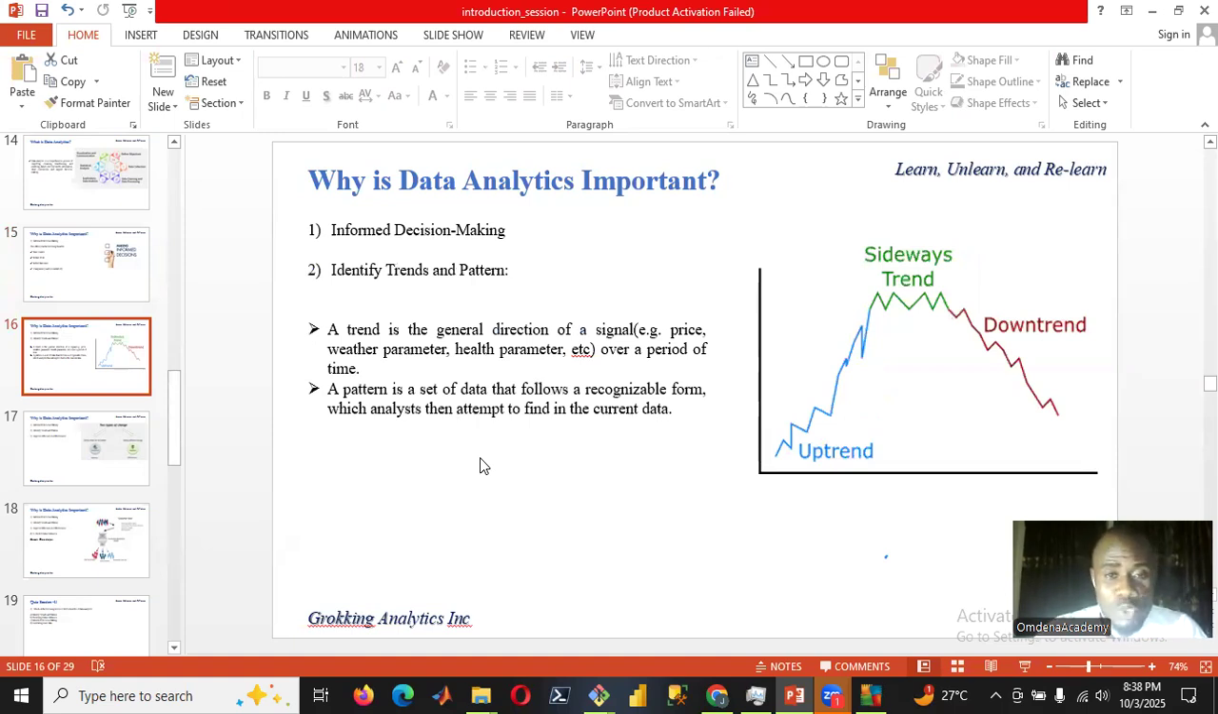For instance, if I go back to that NGO, one of the things I think I have not done is to identify trends and patterns using data. The essence of using trends and patterns is that you'll be able to tell which particular period of the year parents find it difficult to pay school fees. Is it at the beginning of the year? Is it at the middle of the year? Or is it towards the end of the year?